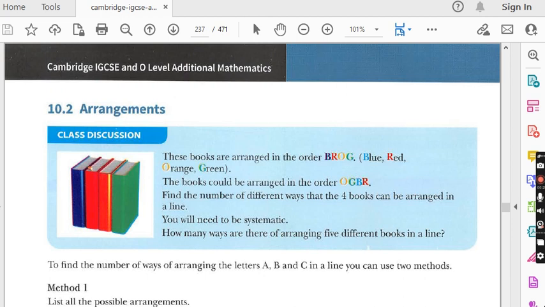Students, in the last lecture we finished exercise 10.1 from chapter number 10, Permutations and Combinations. The topic of exercise 10.1 was factorial notation. We did all about factorial from exercise 10.1. Today we are going to start another topic, 10.2. You can see on your screen: arrangements.